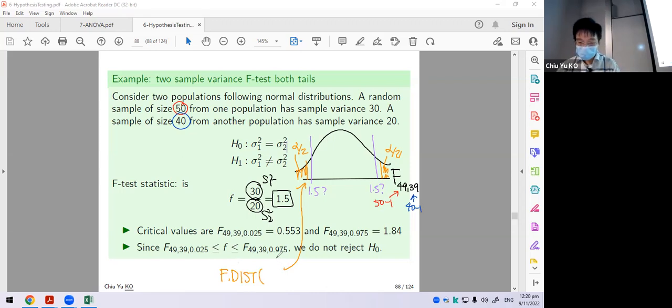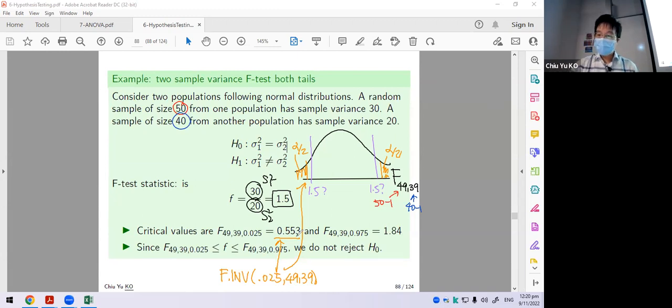Sorry, I want to do the p-value. I want to do the alpha over 2, right? F.INV, 0.025. And then to tell them which table I'm looking at, it's 49, 39, and that's it. It turns out this number is 0.553, which I will show later in Excel.